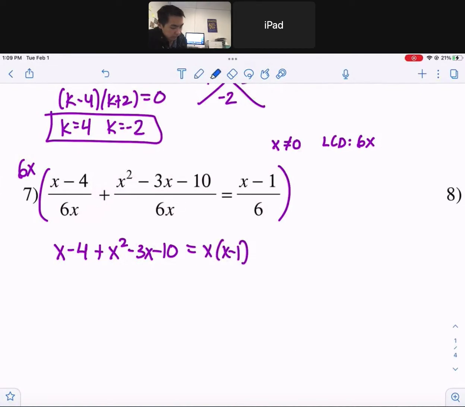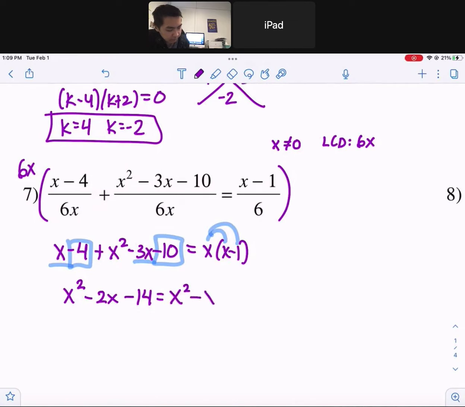So we can combine like terms here, and we can do a distribution there. So write these from highest to lowest, right? x to the second, x minus 3x is negative 2x, negative 4 minus 10 is negative 14. x times x squared, x times negative 1, negative x. Now, since we're dealing with quadratics, let us move this over. And what do you know? Those cancel, so we get this.